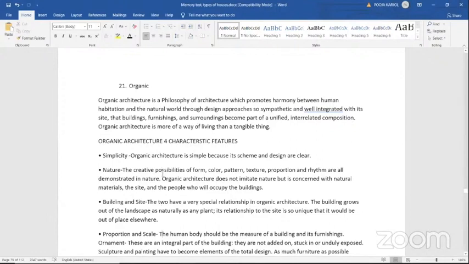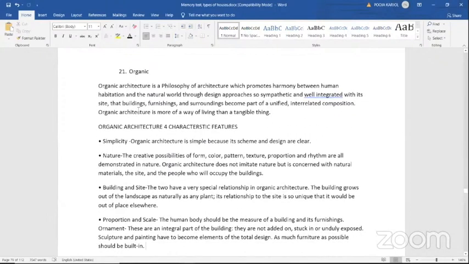The characteristics of organic architecture: simplicity. Organic architecture is simple because its scheme and design are clear. The architecture style of organic form is influenced by nature.